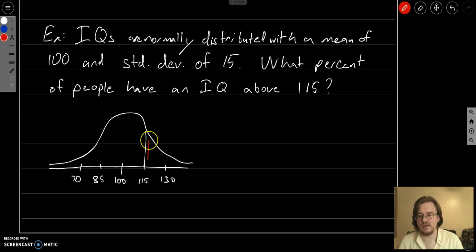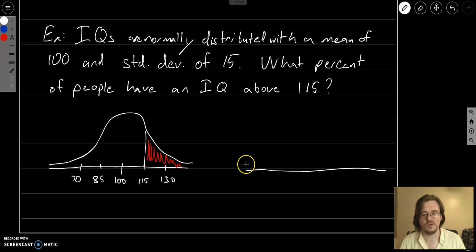We're looking at the area above 115, remembering from the last video, probability, so what percent of people have an IQ above 115. If we randomly selected someone, what's the probability that they would have an IQ above 115? This is just the same thing as the area of this. Now, this is a regular normal distribution, so what we'll do is translate everything into the standard normal distribution.